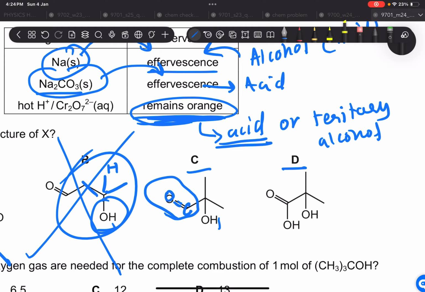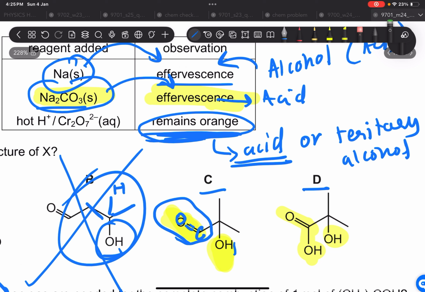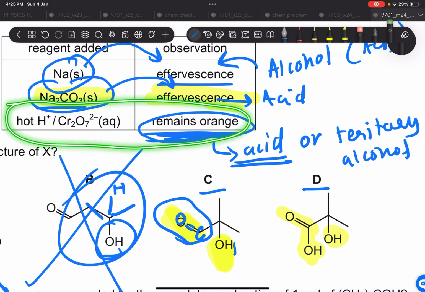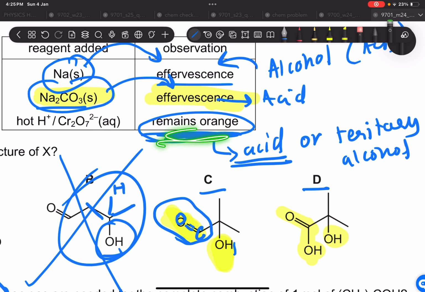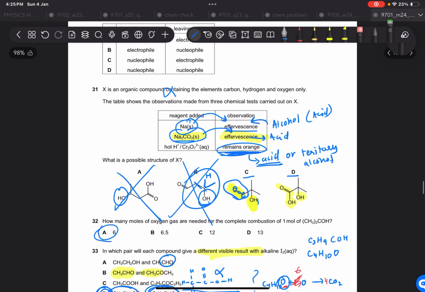If there's an aldehyde and an alcohol, then how can there be effervescence with sodium carbonate? Aldehydes cannot give effervescence with sodium carbonate. Alcohols cannot give. So we need a carboxylic acid. Look, over here we have a carboxylic acid group, and over here we have a tertiary alcohol. Don't comment down that, look, you said that alcohols are going to remain orange. Bhai, it's a tertiary alcohol. Tertiary alcohol can remain orange because tertiary alcohols don't oxidize. Primary and secondary do. So that's the trick over here. It's going to be option D.